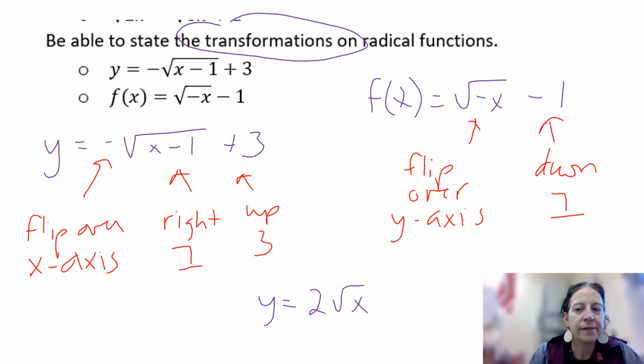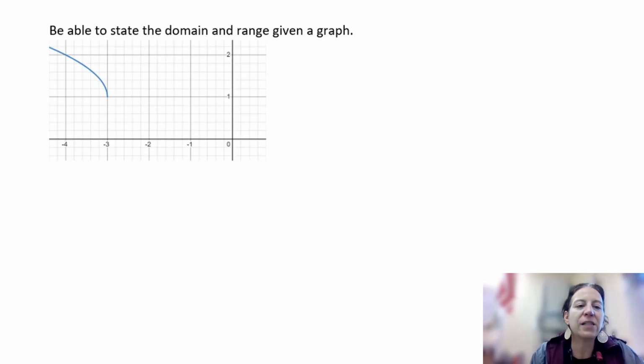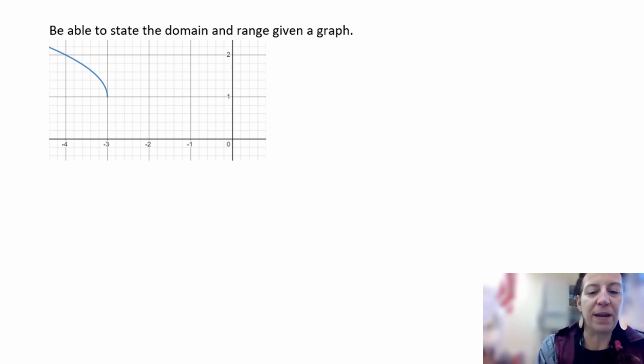All right. And then the last one, be able to state the domain and range given a graph. So I think there's 2 of these on your test, and you're going to have to state the domain and range. So, and I believe these are multiple choice. So you will not need to generate the domain and range, but you will need to pick it from a list. So a couple of things to review maybe.